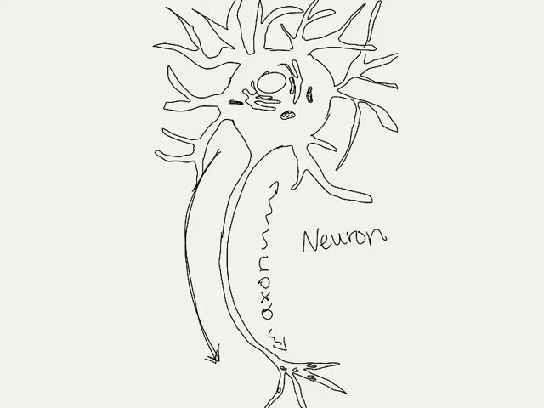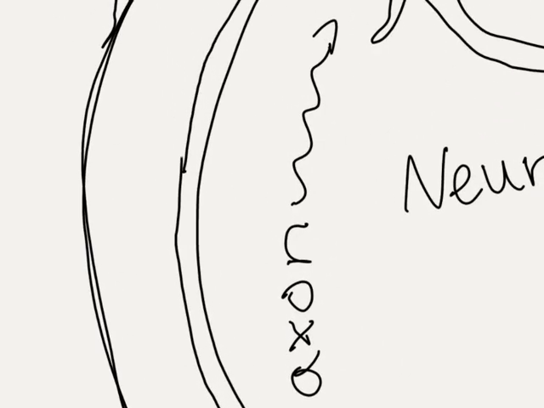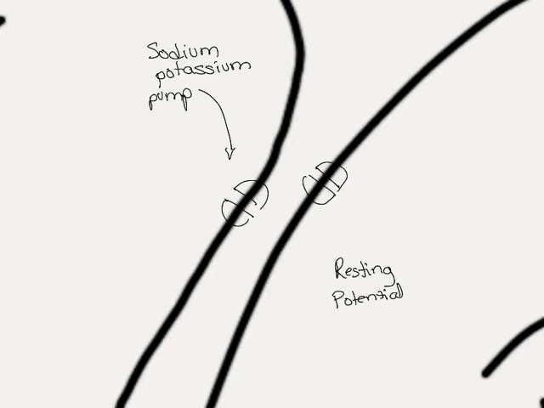Okay, so let's go ahead and zoom in on the axon, because something important is happening on the axons to maintain what is called a resting potential. So we've got these sodium-potassium pumps, which is a form of active transport, and they're present all along the length of the axon, and they're maintaining resting potential. So when the pump is working, you're maintaining resting potential.